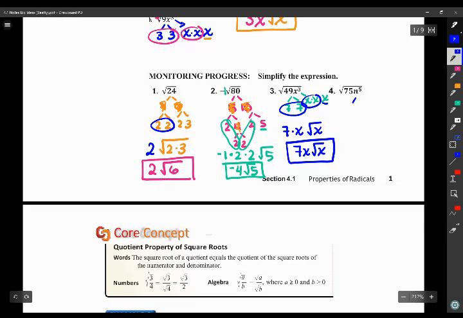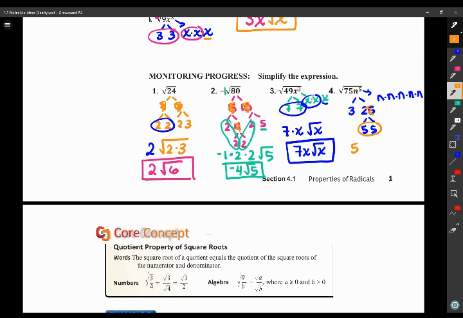And then when I look at 75 n to the 5th, same idea. 75 is 3 times 25. 25 breaks down to be 5 times 5. And n to the 5th breaks down to be 5 n's. And again, we're looking for pairs. So we have a pair of 5s. We can kind of cross that one out because we broke it down. So we have a 5 that's going to come out. We have an n that's going to come out. We have an n that's going to come out. And when we look, we've got a 3 left over and an n left over. And so those are going to stay underneath the radical.